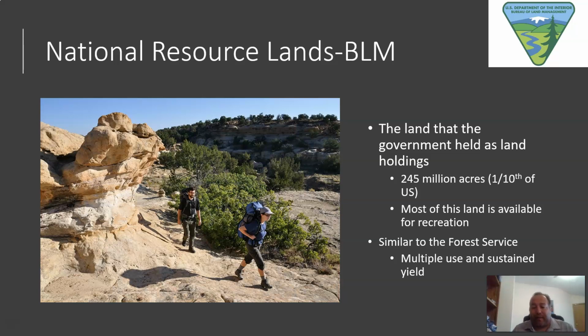And that right now is somewhere 245 million, 247 million, about a tenth of the United States falls into these national resource lands that the Bureau of Land Management is managing. The majority of that land is available for recreation, and it's managed with the similar principles to the Forest Service of multiple use and sustained yield, and that's based off of the law from 1976 that matched up to the law in place for the Forest Service.